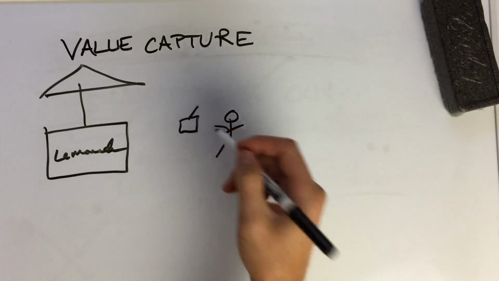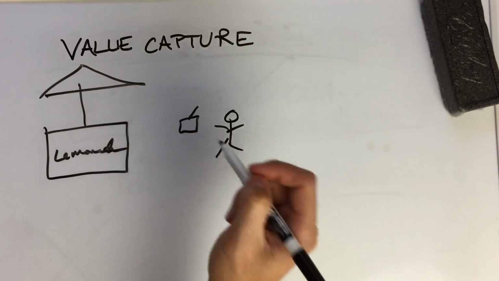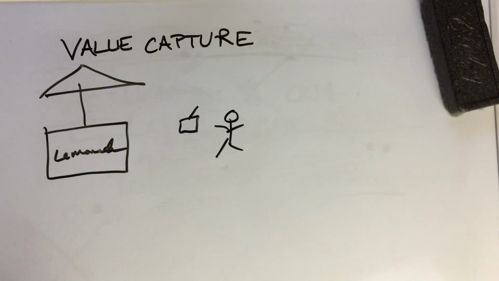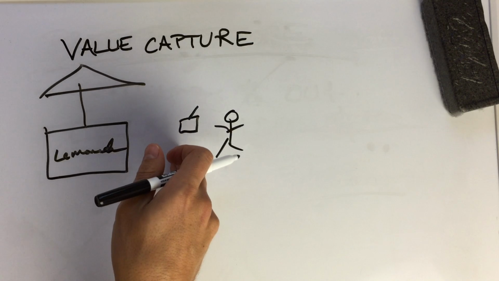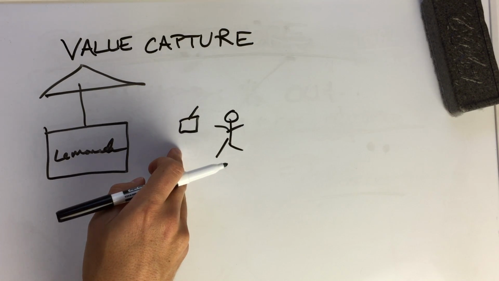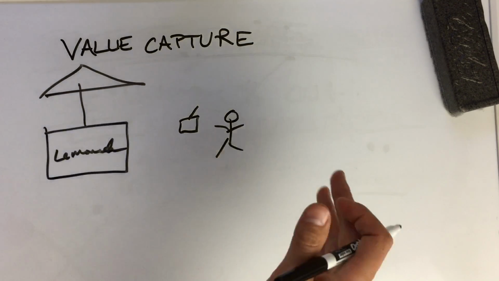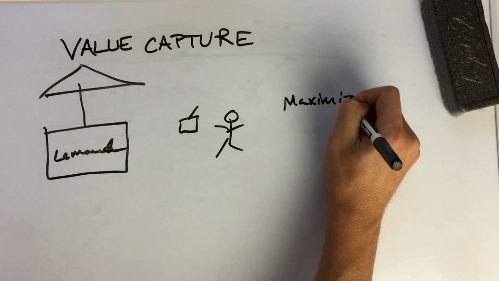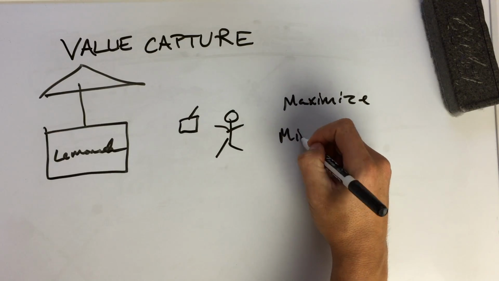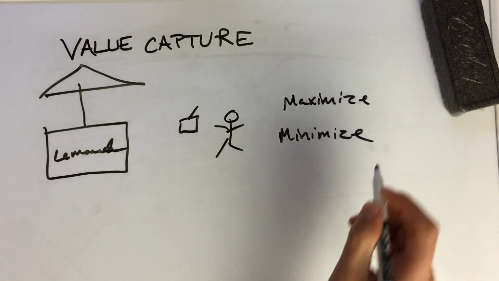This consumer values this lemonade. They want to buy it. But how much can you get them to spend on that product? How much can you get a consumer to part with money in order to obviously get the thing that they want? So as a business owner, you have to think about that. And there's sort of two approaches that the book talks about: maximize and minimize value capture.